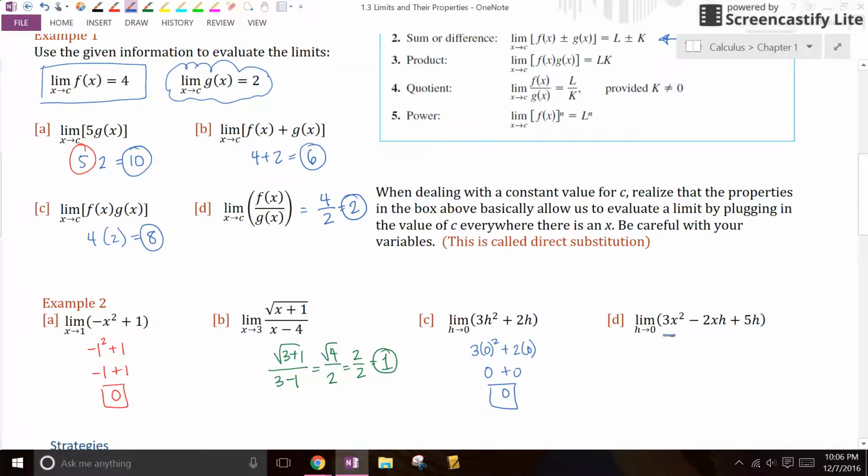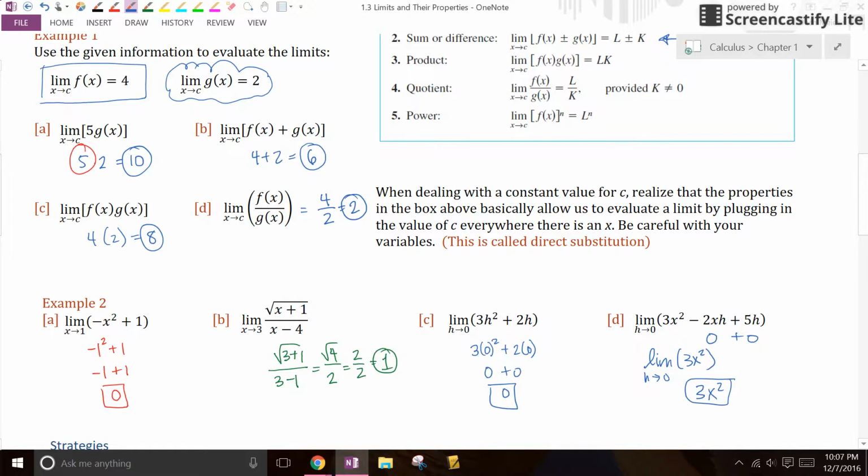Or even look at D, the limit of this as h goes to 0. Well, this didn't have any h's in it. This is going to be 0, and this is going to be 0, right? So I'm going to have the limit really of 3x squared. And remember that property up there, as h goes to 0, if there's no h's in the problem, then the limit is just the thing in the parentheses. So this is 3x squared. So be careful with your variables as you do these limits.